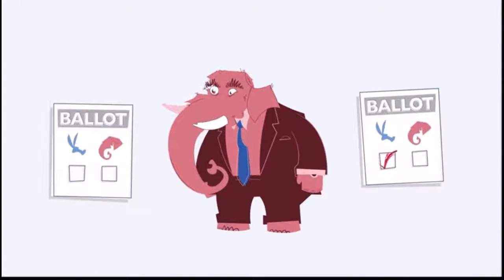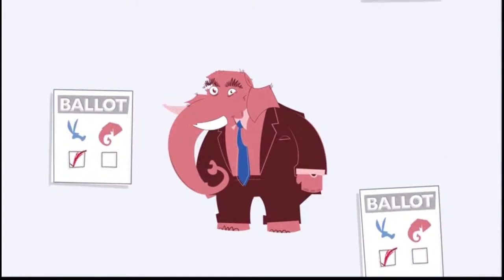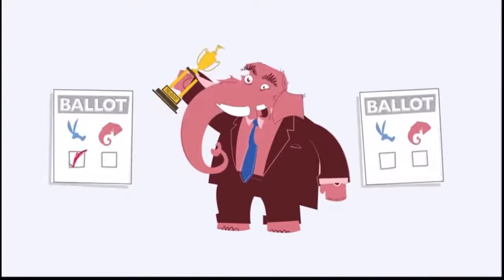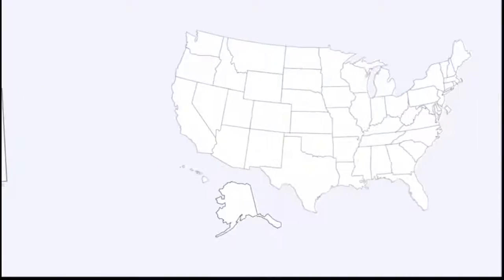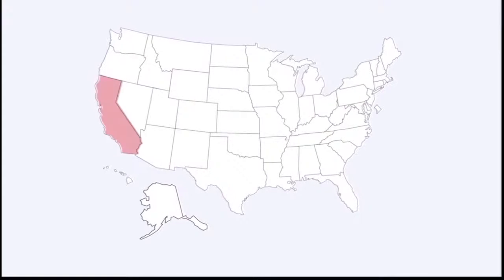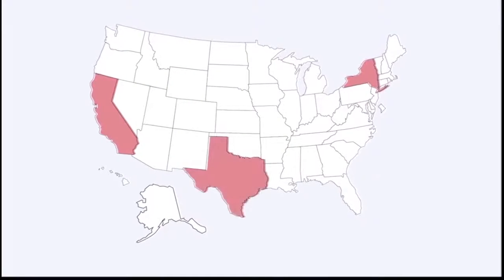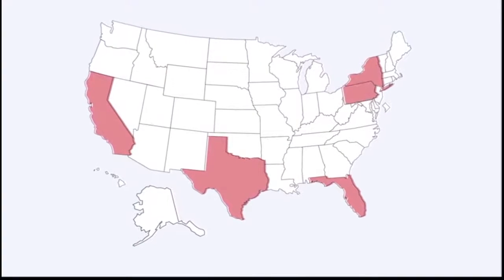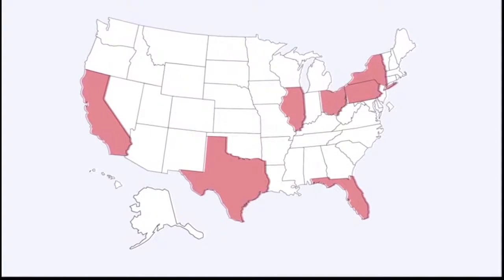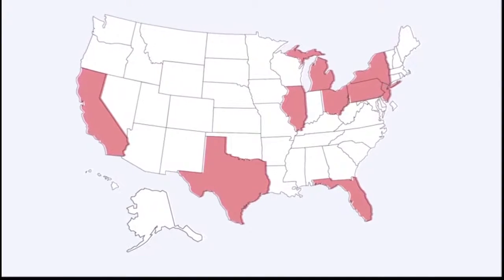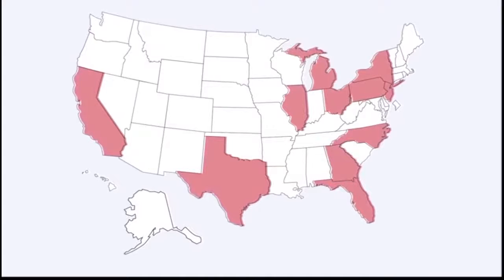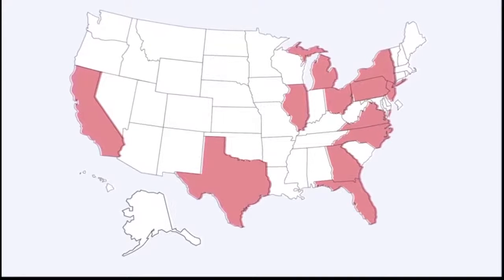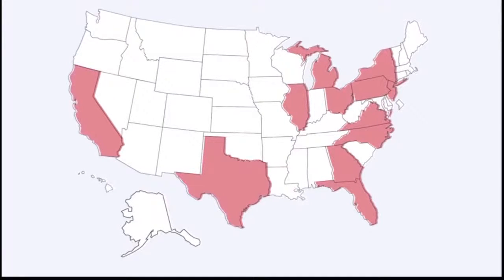It is possible for a candidate to not get a single person's vote, not one vote, in 39 states or the District of Columbia, yet be elected president by winning the popular vote in just 11 of these 12 states: California, New York, Texas, Florida, Pennsylvania, Illinois, Ohio, Michigan, New Jersey, North Carolina, Georgia, or Virginia. This is why both parties pay attention to these states.